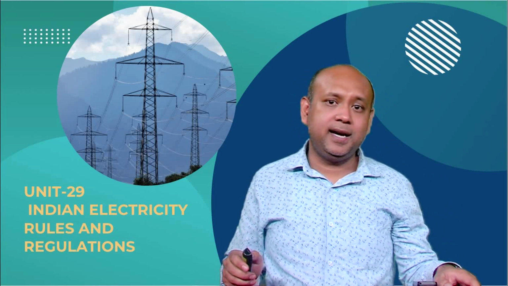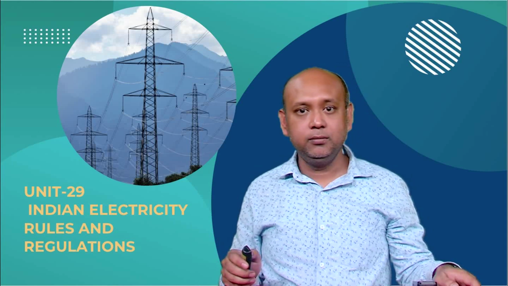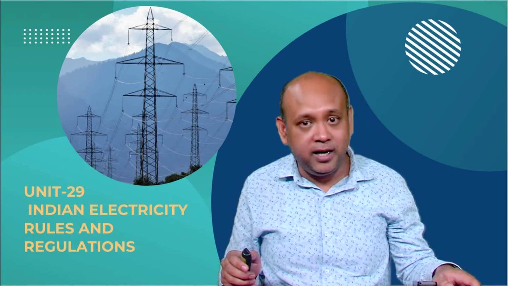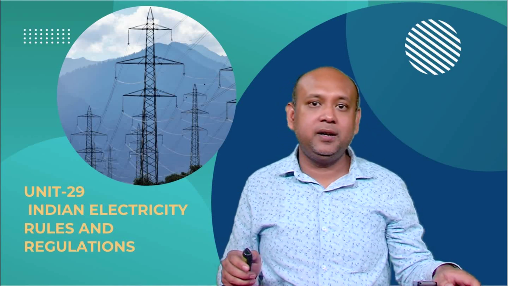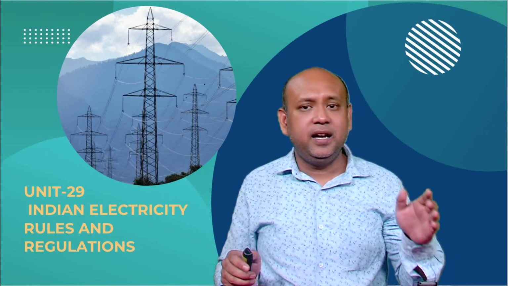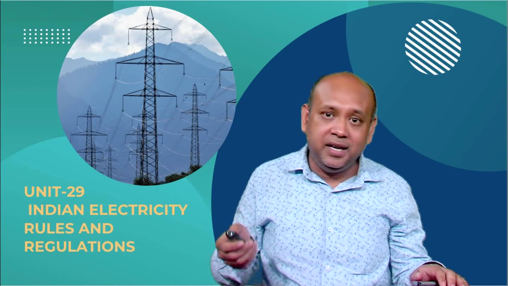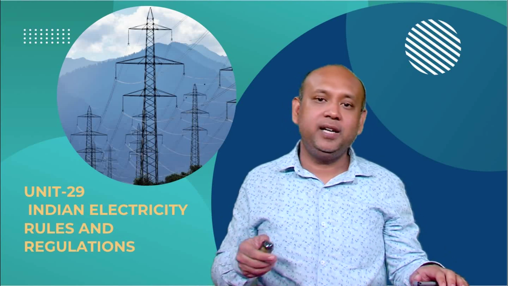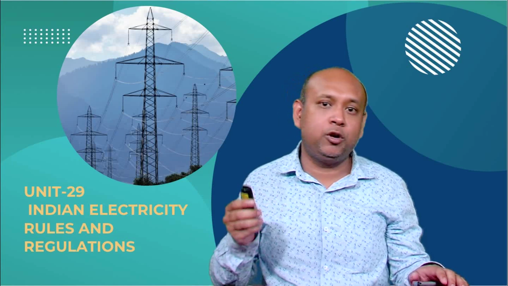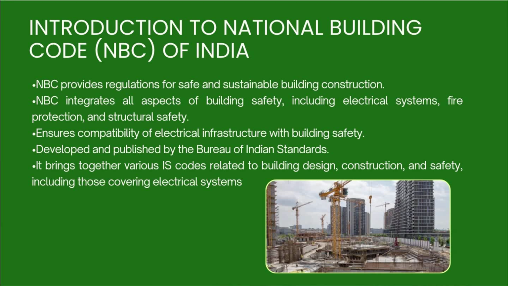Now, let us discuss the National Building Code. You might wonder, if BIS and NEC already exist, why do we need the National Building Code? You see, while BIS sets individual standards and NEC organizes them for electrical installations, the NBC, or National Building Code, takes a broader approach. The NBC integrates all aspects of building safety, including electrical systems, fire protection, and structural safety.